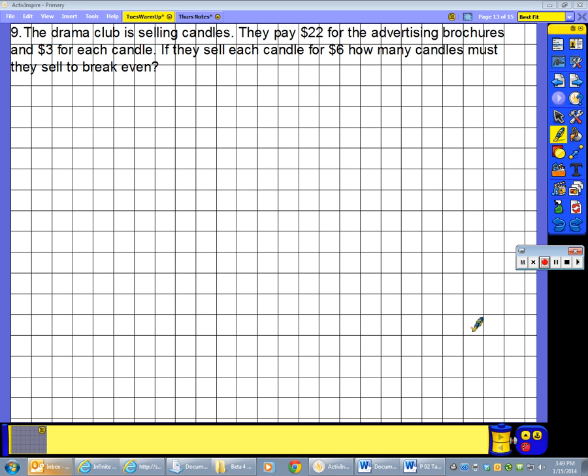Alright, here's the last word problem that I'm going to be graphing. The drama club is selling candles. They pay $22 for the advertising brochures and $3 for each candle. If they sell each candle for $6, how many candles must they sell to break even?